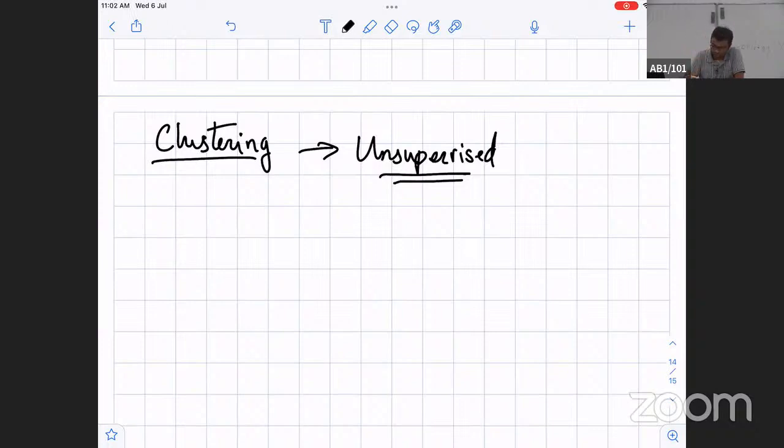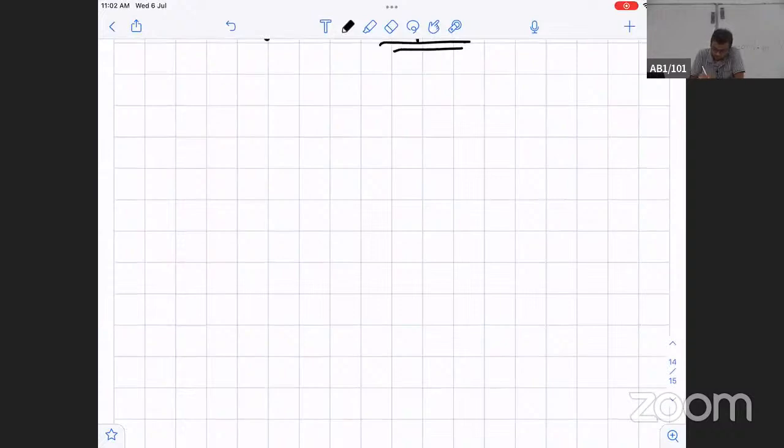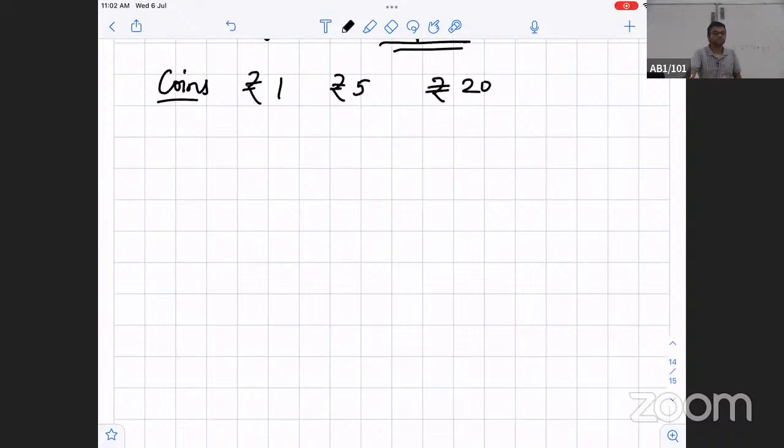Okay, so let's look at an example. Let's look at an example of coins. Let's look at coins that are there in India. So let's say rupees 1, 5 and 20. There are many other coins, but let's just focus on these three for the time being. So what is the problem? The problem is I want to create a vending machine which can detect which of the 3 coins you have put.